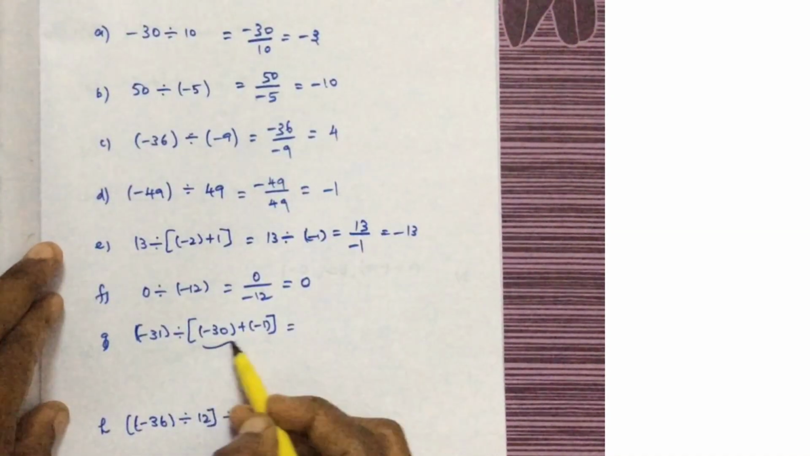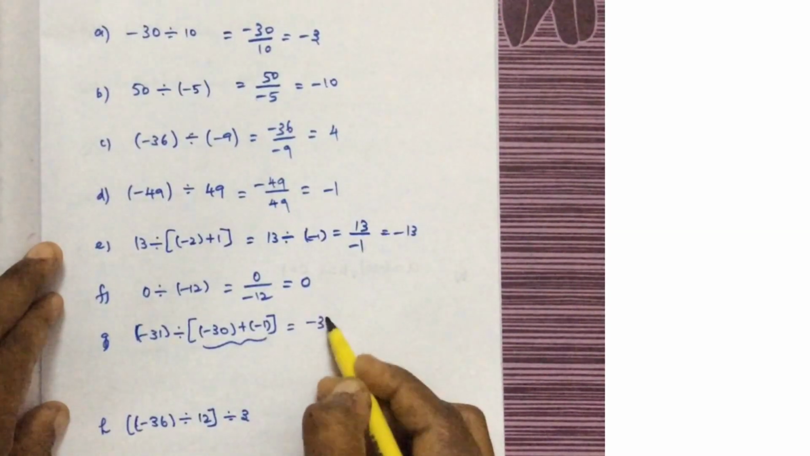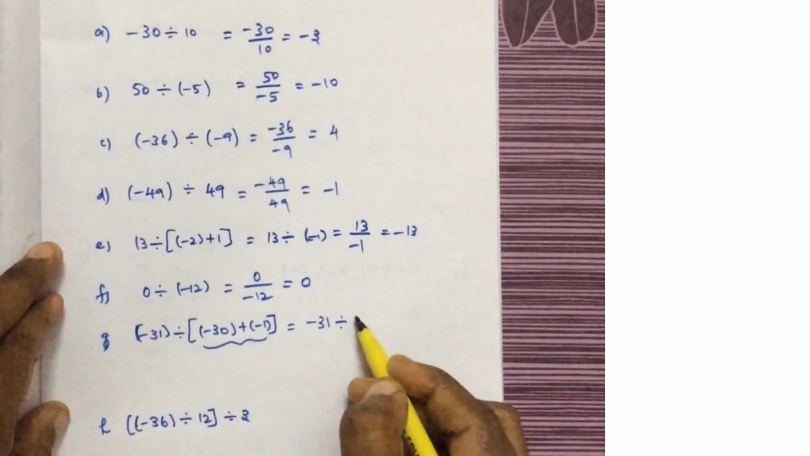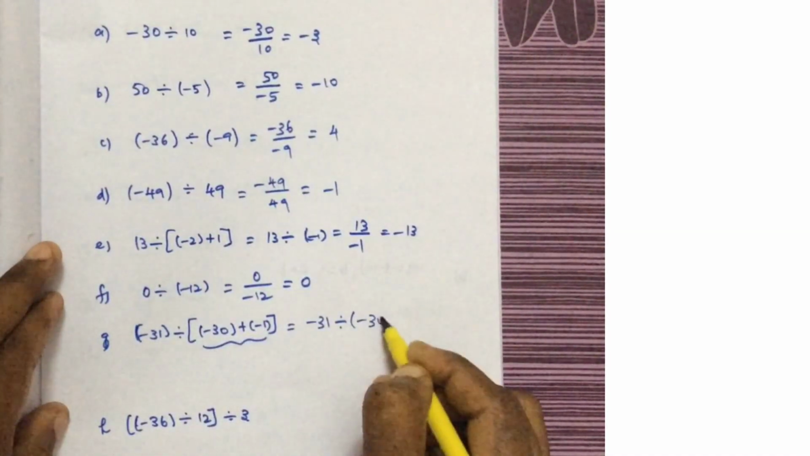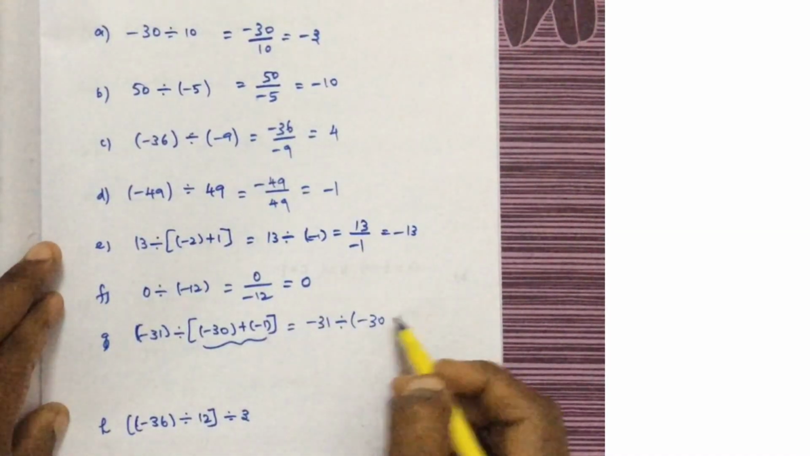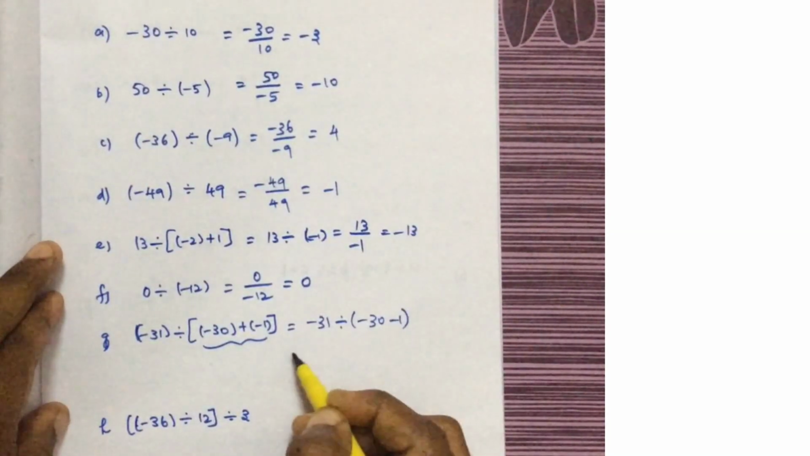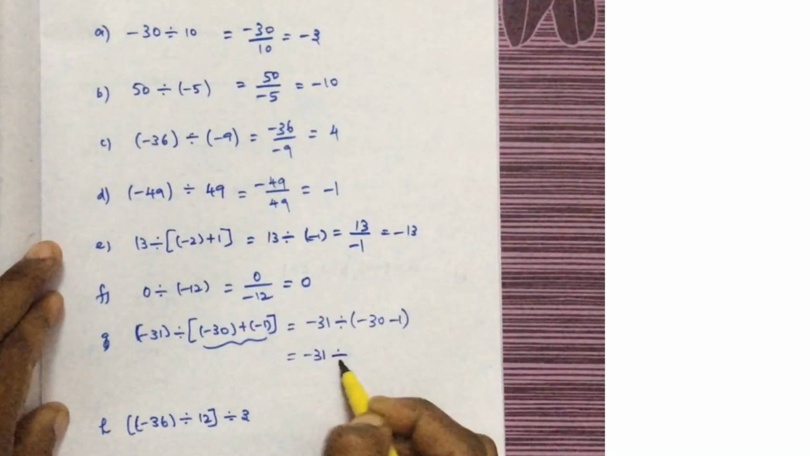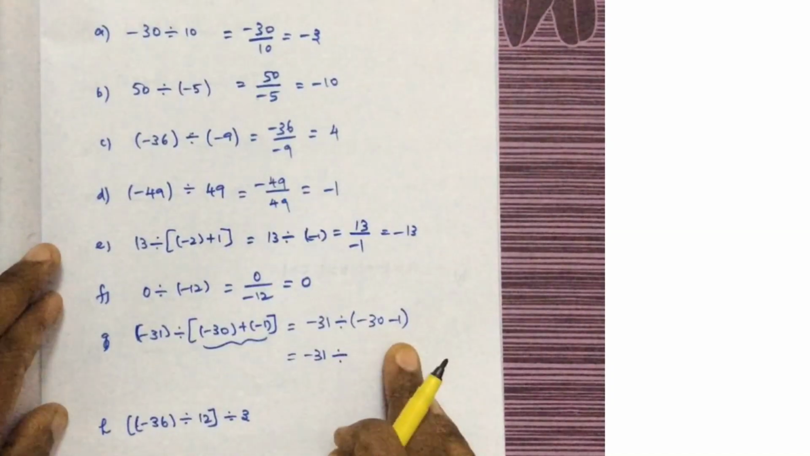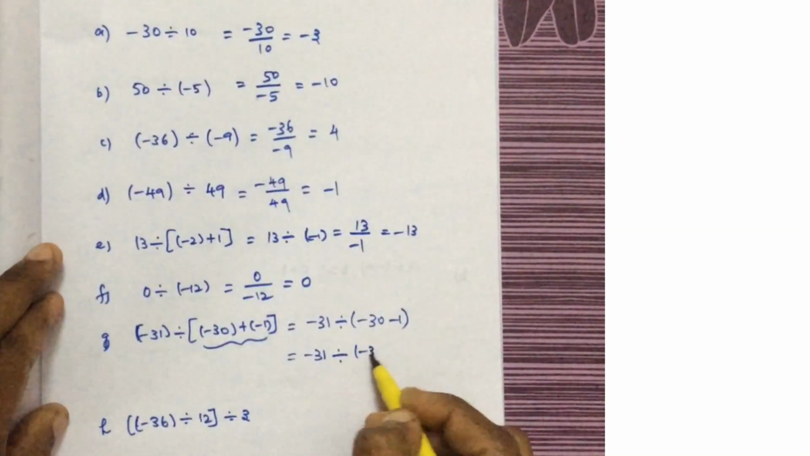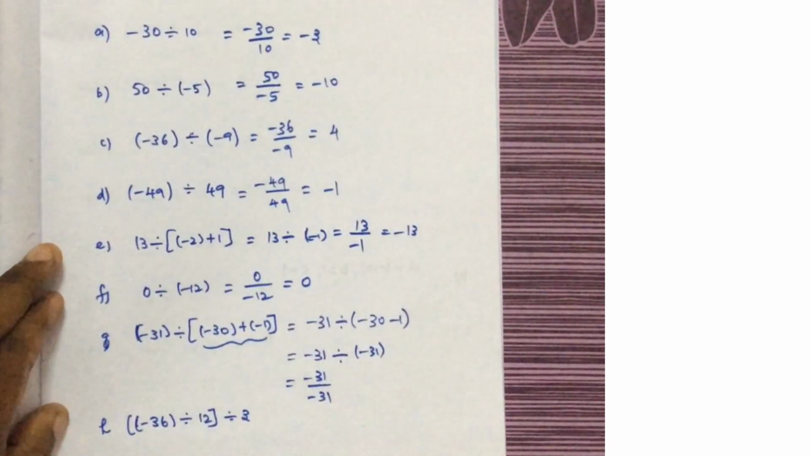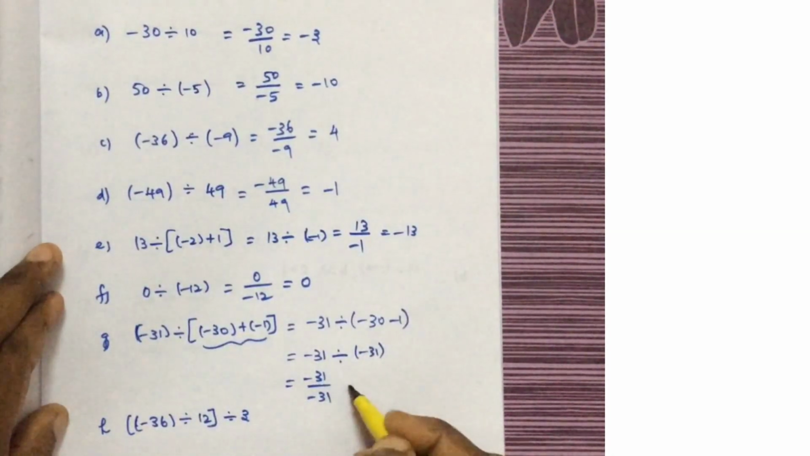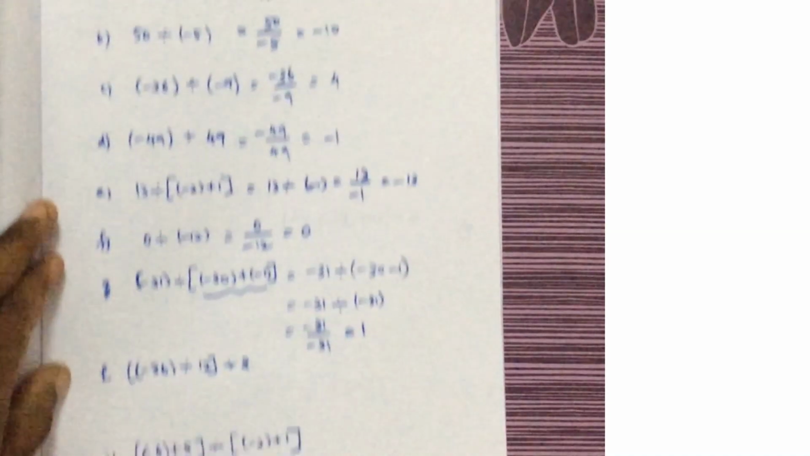So here we have to solve what is this? Minus 31 divided by minus 30 plus of minus 1, that is equal to minus 31 divided by, what is minus 30 minus 1? It is minus 31. So that is equal to minus 31 divided by minus 31. Here the minus signs get cancelled, and the answer is 1.